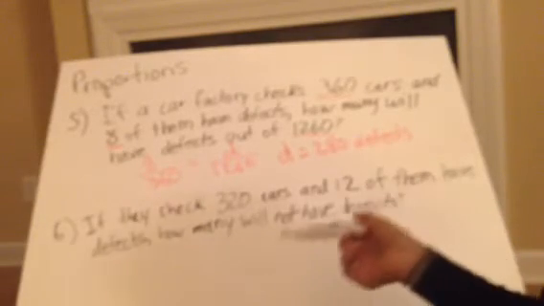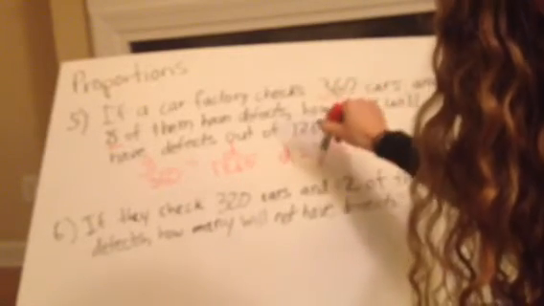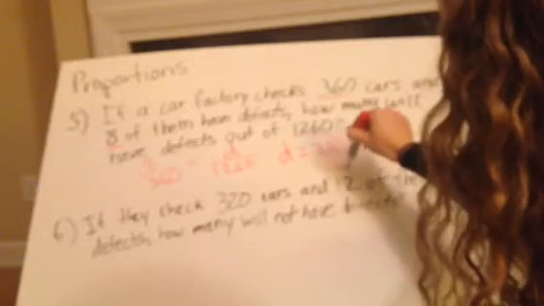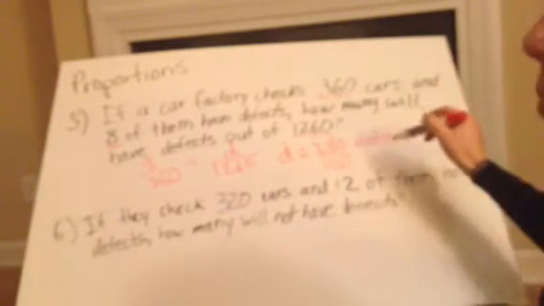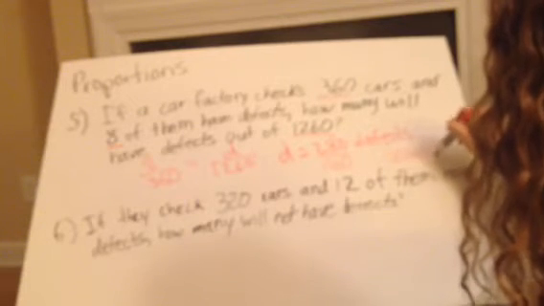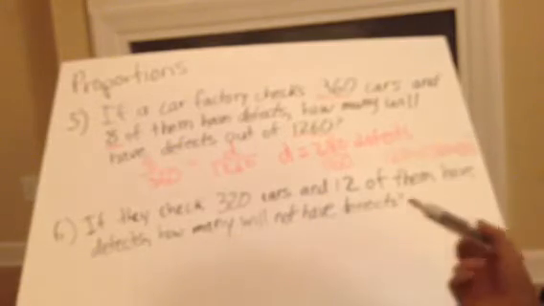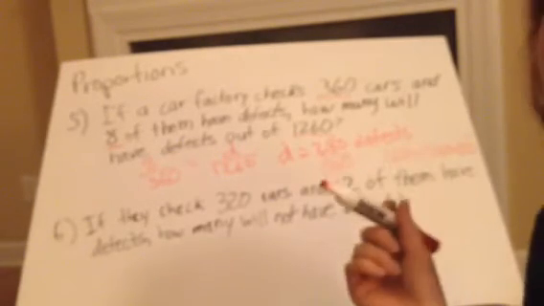Now if you look, your question says to answer in a percent. So what you need to do is to divide 280 by the total number, 1,260, to make a percent. So you do 280 divided by 1,260 times 100. And that will give you your percent. And that's all you need to do for number 5.